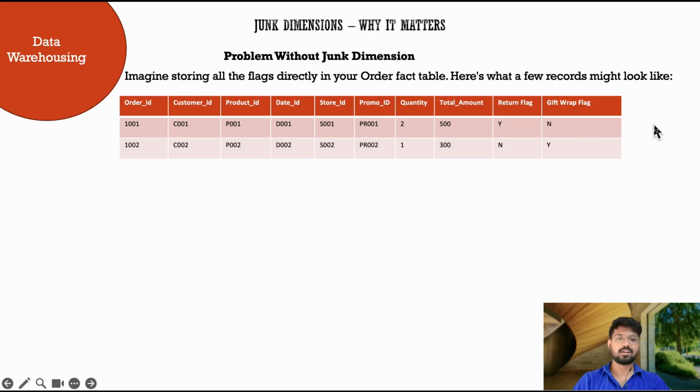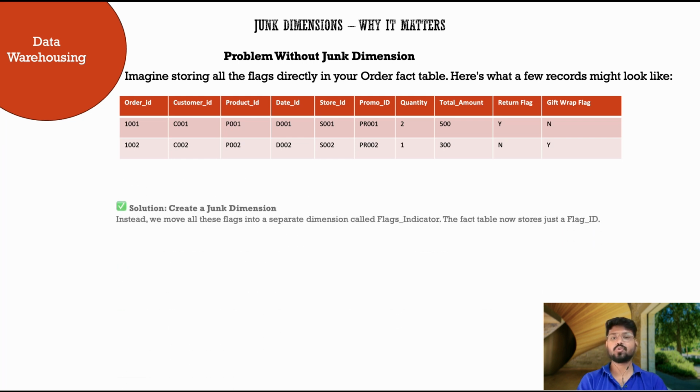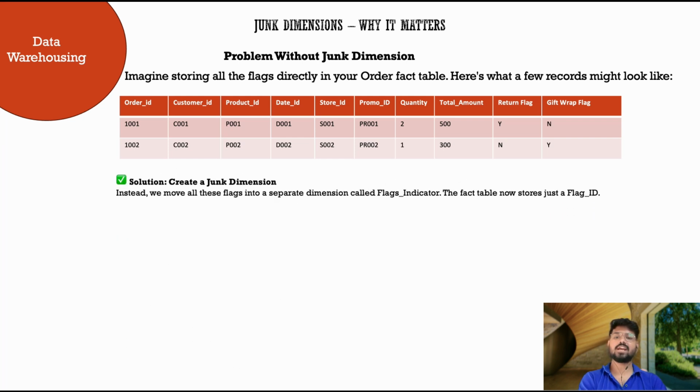and very less distinct value, only yes and no. These two are the distinct value. Now, if we add these values to our fact table, it becomes bloated with descriptive flags, and it is harder to maintain and query. So what we can do instead is create a junk dimension. We put all these flags into a separate dimension called flag indicator, the flag indicator that I have shown you earlier in my schema design.